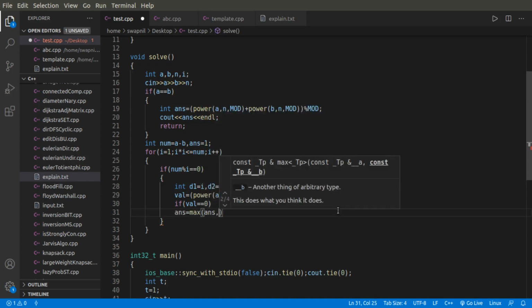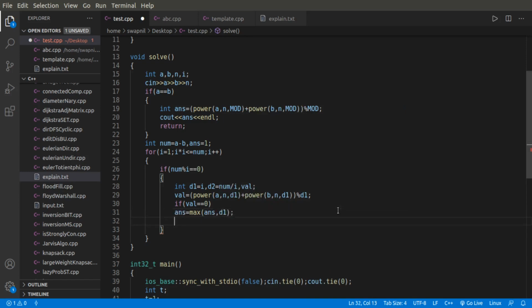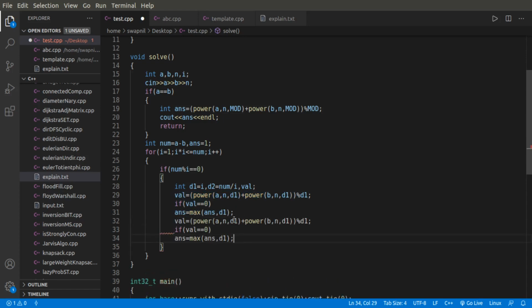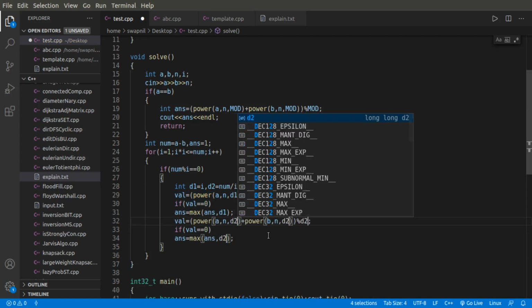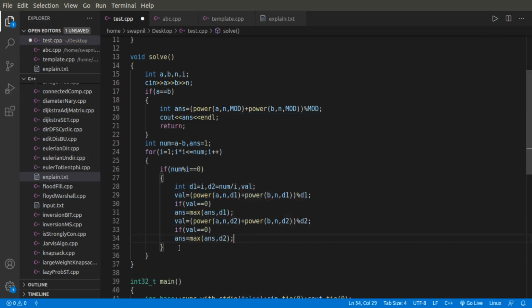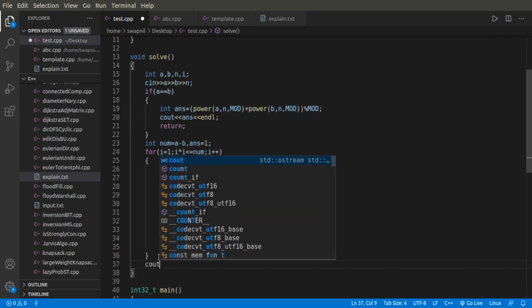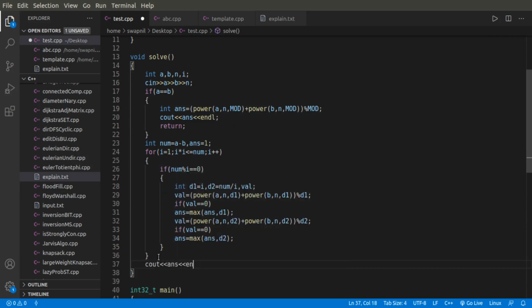So I will maximize my answer and I will write this thing, and I will check for d2 as well, the same thing. I will just copy this part and we will just have to change d2. Okay, so we are done with the problem, and at last I will just output my answer.